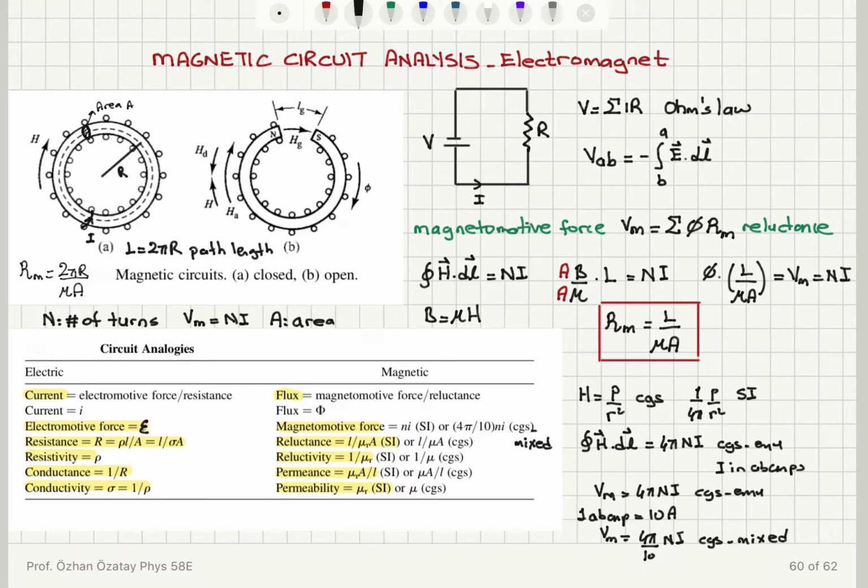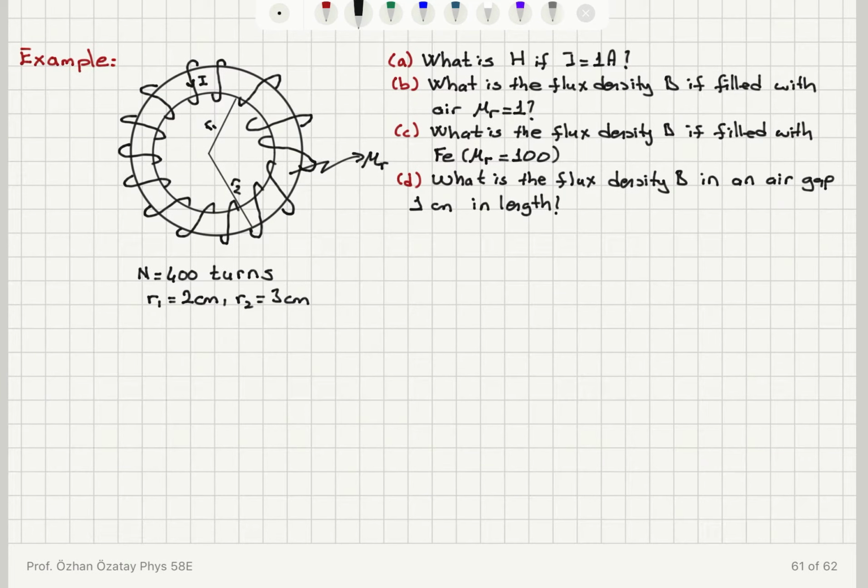Okay, so now let's talk about an example. How can we use this information for an actual magnetic circuit? Here we have a toroid that has 400 turns. The radius inside is 2 centimeters, outside is 3 centimeters. The question is, what is H if the current is equal to 1 amp? What is the flux density if the toroid is filled with air? What is the flux density if it's filled with iron? And what is the flux density in an air gap 1 centimeter in length?